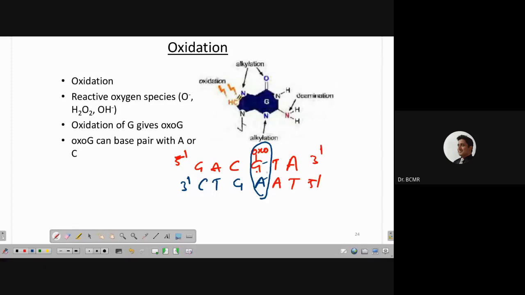Which one do you think is the abnormal one? A is not abnormal. If repair mechanisms have to check which one of these two is bad or wrong, A is fine because it's a normal base. What about oxo G? That seems to be something damaged. And if the repair mechanisms remove this G, what would they add here? They would have added T here. So what was a GC base pair has become a TA base pair. That is a mutation, isn't it?